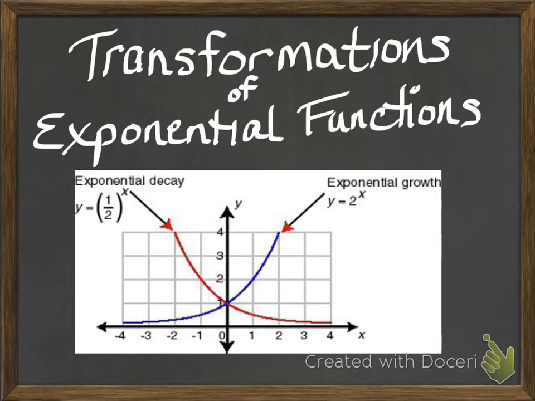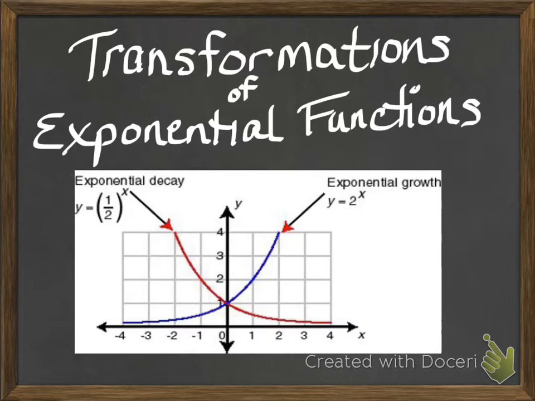Okay, folks, today we're going to be transforming functions, and we're going to be looking at exponential functions. As you can see in the picture, we have what is called exponential decay, and that is when the b value is a fraction. What's the b value? Well, we'll get to that in a minute, but it's called the base. The exponential growth is going in the opposite direction. It's rising, and the b value is 2 or greater than 1, basically.